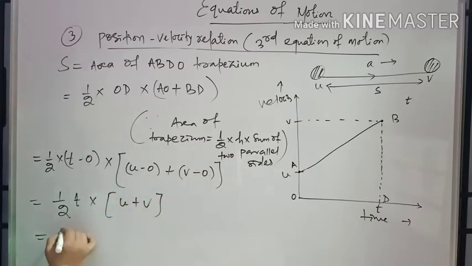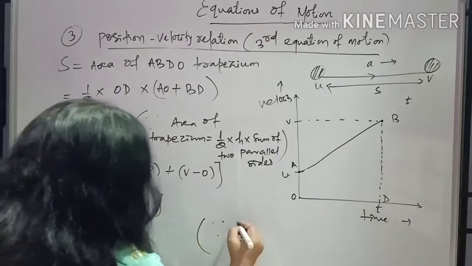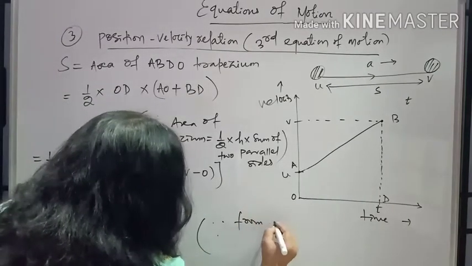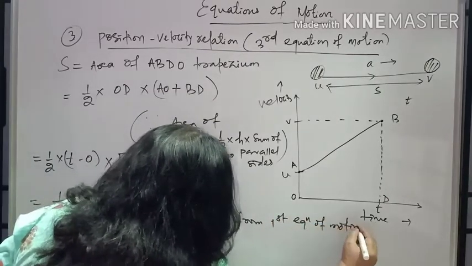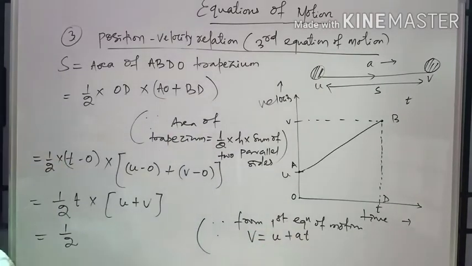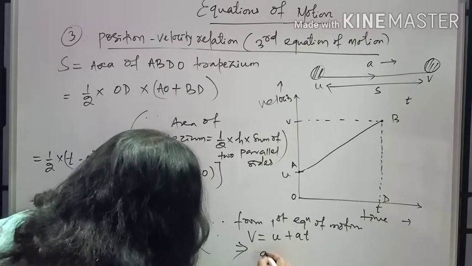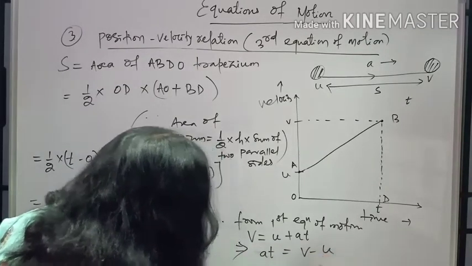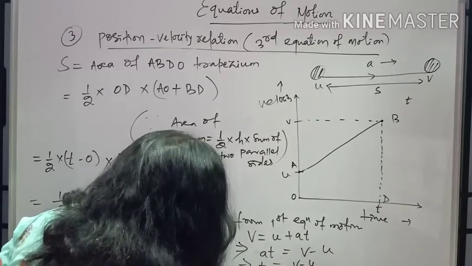Now this will be equal to half. In place of t, I can take it from the first equation of motion. So we know the first equation of motion is v equals u plus at. This is the first equation of motion. From this relation, at will be equal to v minus u, so t will be equal to v minus u by a.